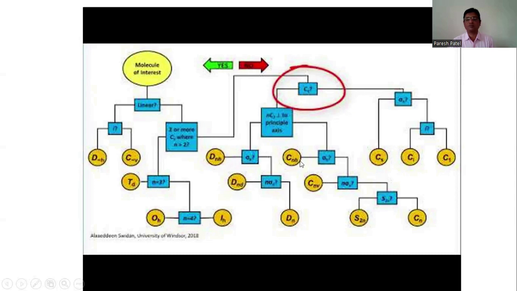And in case of the C option, if σh is present, then the point group may be Cnh. If σv is present, then Cnv. And if σd is present, then Cnd. If all are absent, then the point group may be Cn. So with the help of this chart, we can assign a point group to the molecules.